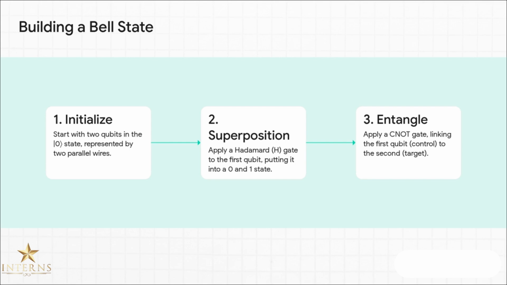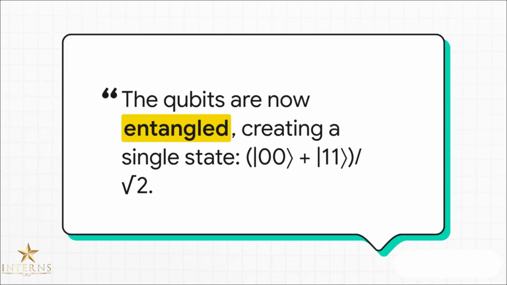And now for the final step, we link them. We use something called a CNOT, or controlled NOT gate. It connects the two qubits and it follows one very simple rule. If the top control qubit is a 1, it flips the bottom target qubit from 0 to 1. But if the top qubit is a 0, it does absolutely nothing. And just like that, with only two gates, we've created entanglement.